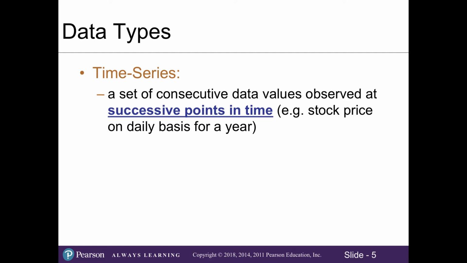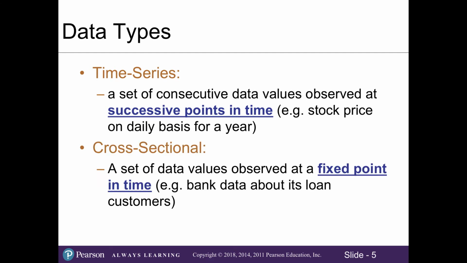Other data types you should be aware of is time series. So this is a set of consecutive data values that are observed at successive points in time. So perhaps if you follow the stock market on a daily basis. Then there's cross-sectional. So this is a set of data values at a fixed point in time. So think of it more like a snapshot in time, like when you take a picture. So an example here would be bank data about its loan customers. So a time series is over time. We see multiple data points, whereas cross-sectional is a single snapshot.